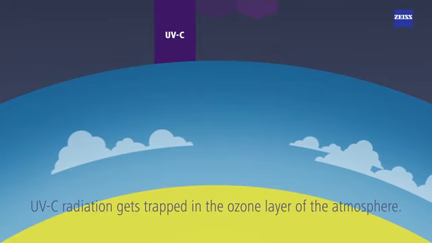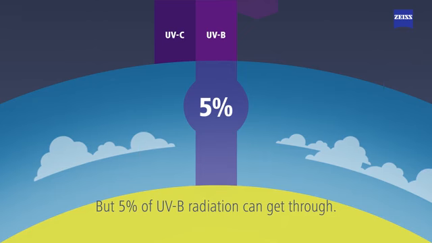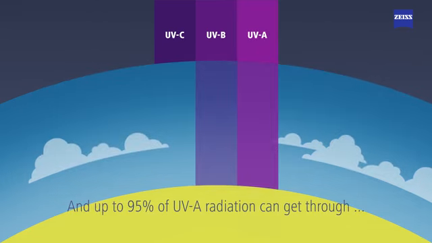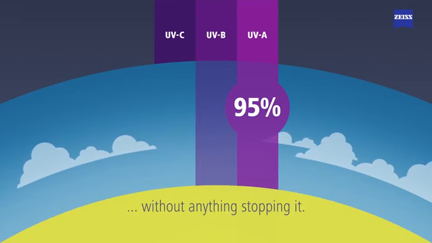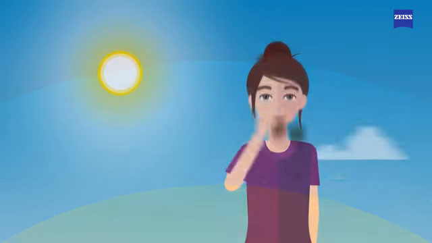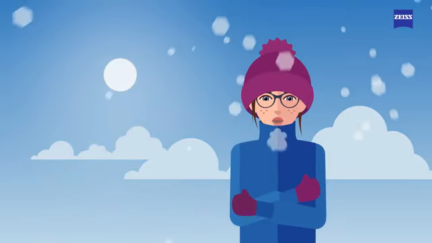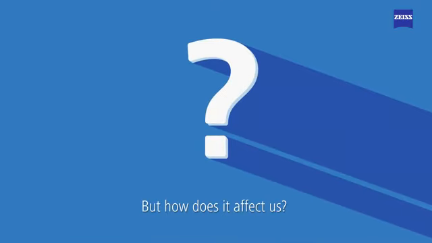UVC radiation gets trapped in the ozone layer of the atmosphere. But 5% of UVB radiation can get through. And up to 95% of UVA radiation can get through without anything stopping it. That means UV radiation is always there, whether it's summer or winter, or even when it's cloudy. But how does it affect us?